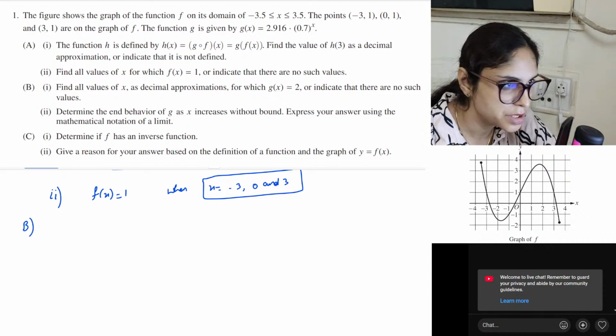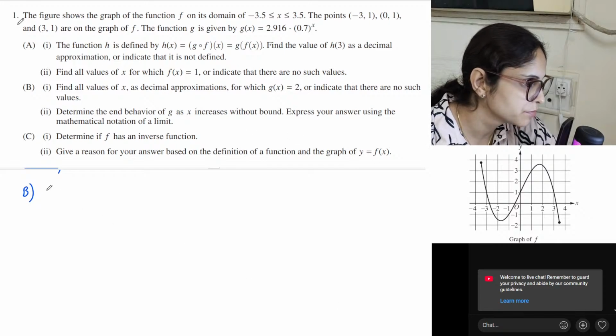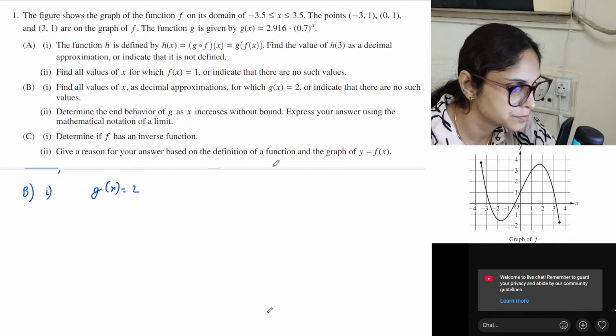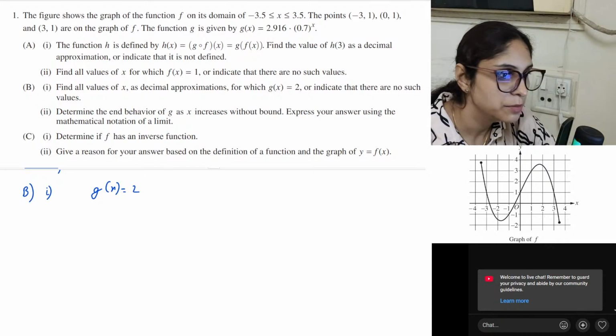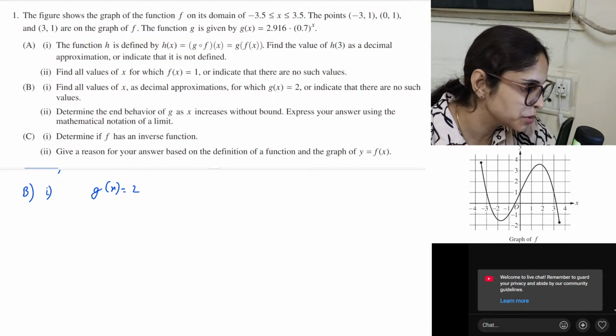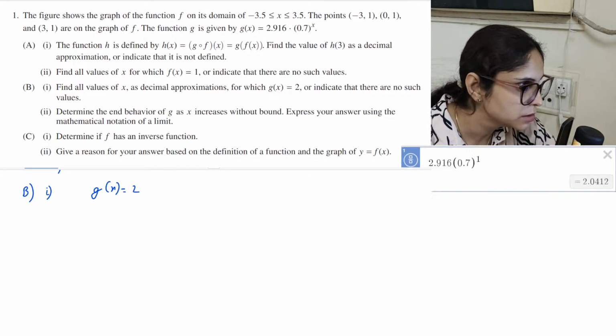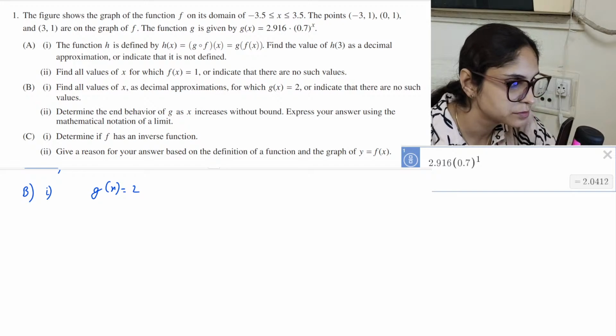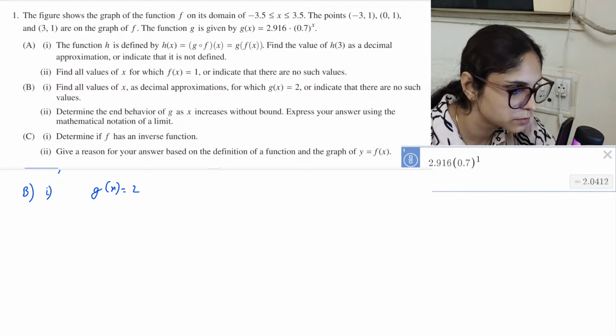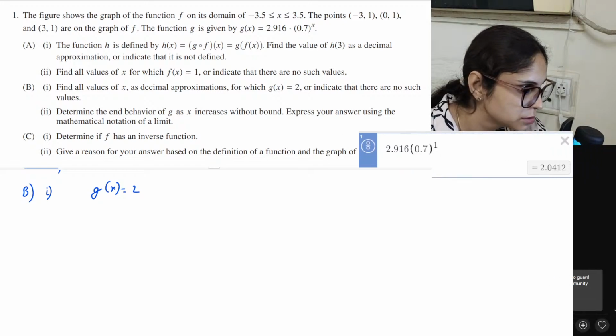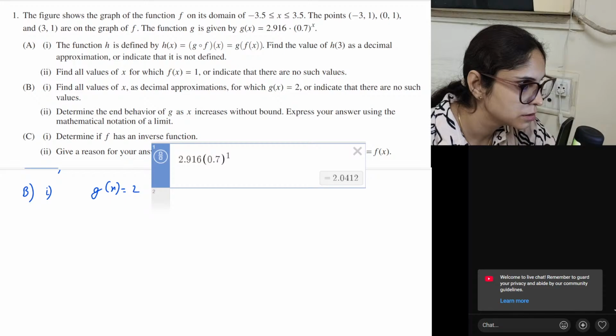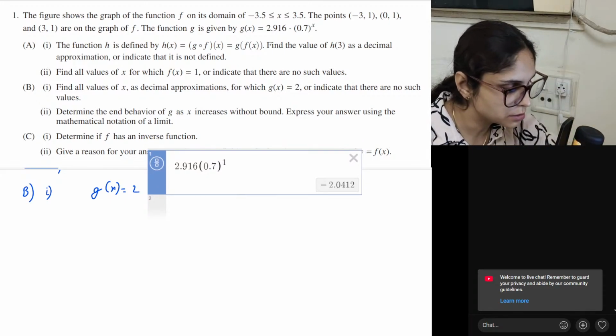So in part B, first question, we are finding where g of x is equal to 2. Because the equation is given for g of x, I don't need the diagram, I would need the calculator. So let me get it up. I will also need to see the graph.